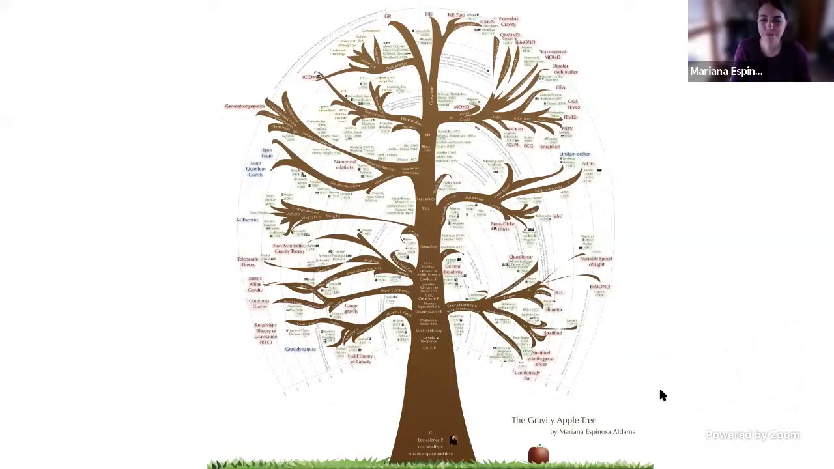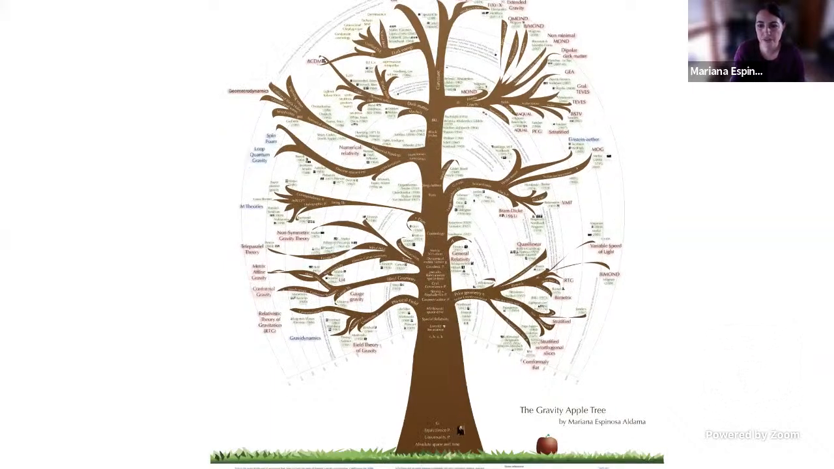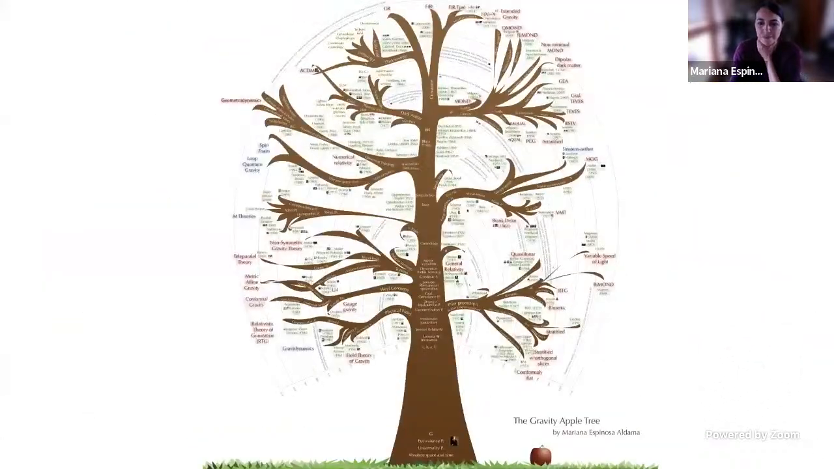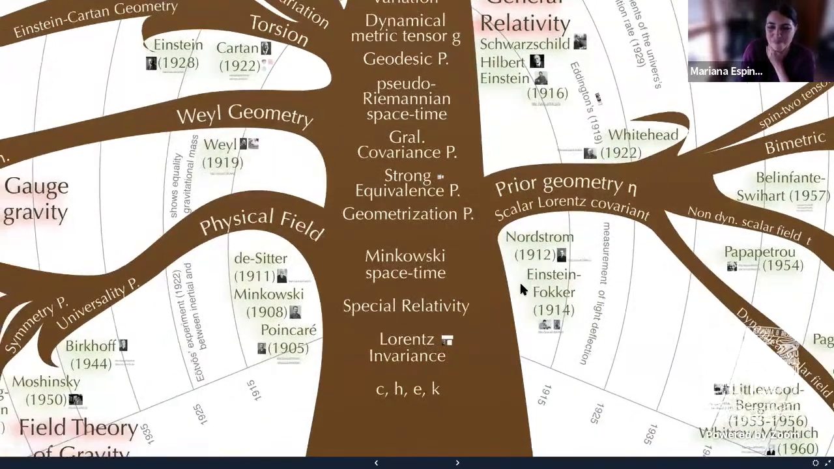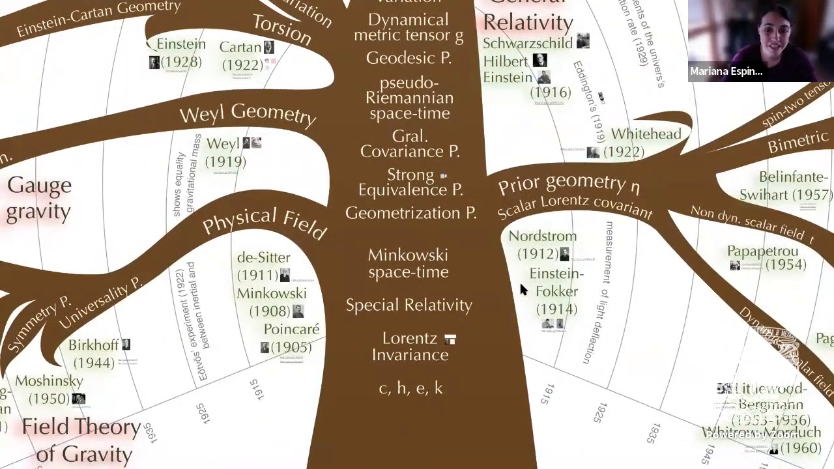I hope you do. Okay, so I'm going to give you a super quick tour here. The main idea is that in the bottom part, in the trunk, you have Newton and 200 years of Newtonian theory, and then 1905 comes and we start. I'm going to skip this part, and we start with all these theories of relativity, special relativity, Einstein, and all that.